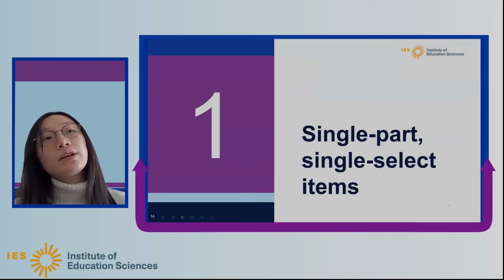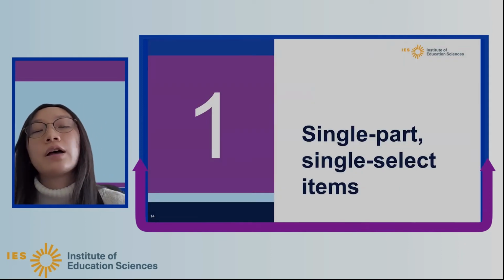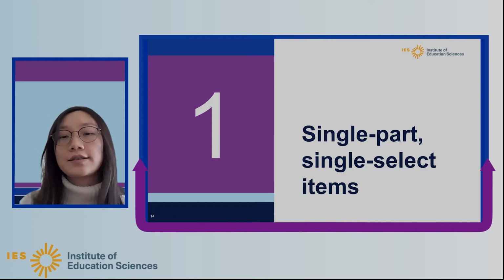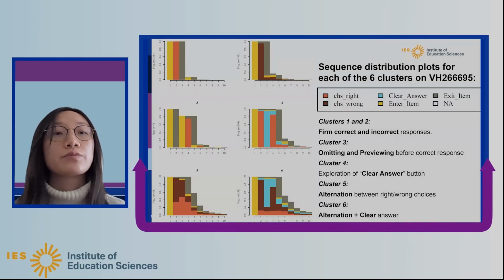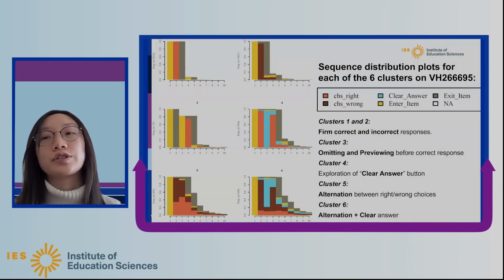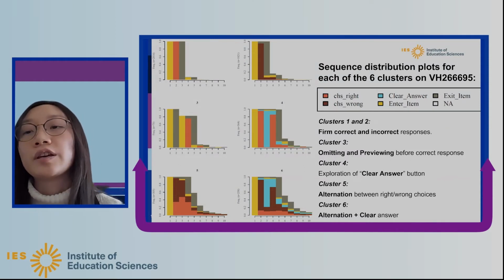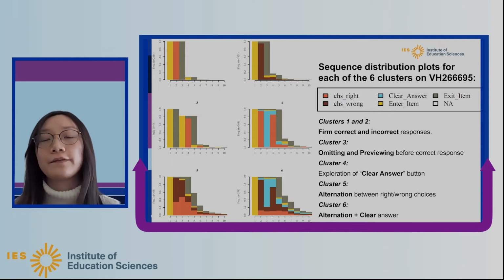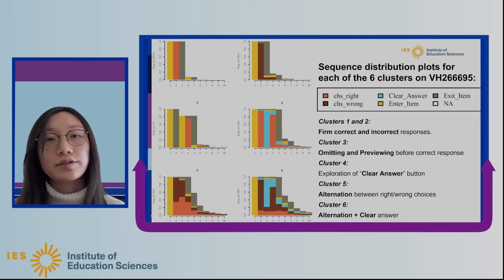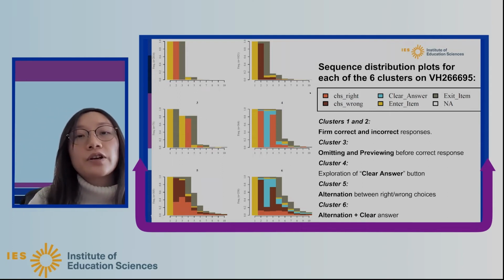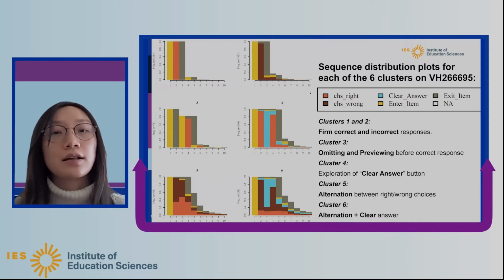So let's try to interpret some of the clusters of revision process that we have identified. So here are the results for the single part, single select question. This is the result for item 1, which is CH266695. And we have identified 6 clusters. Each of these plots over here represents one of the 6 clusters.